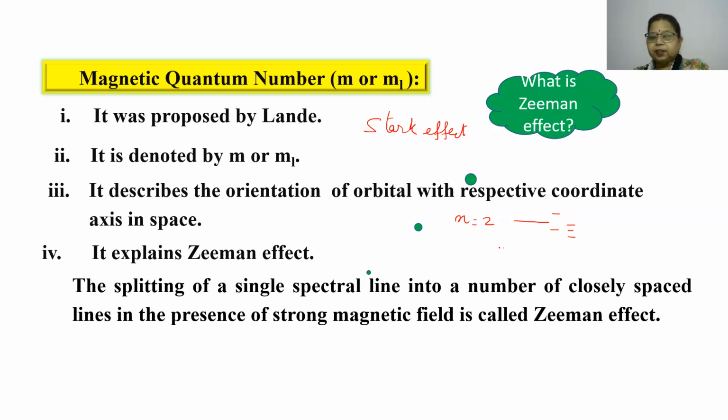Similarly, if you split the line corresponding to D, you will get 5 sublines, right? The magnetic quantum number tells us that orbitals can be in different directions, right? So that is the Zeeman effect. Similarly, you have the Stark effect. In the Zeeman effect, we apply the magnetic field, and in the Stark effect, we apply the electric field.